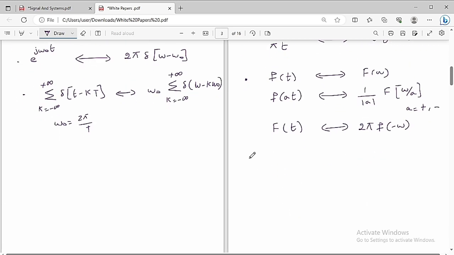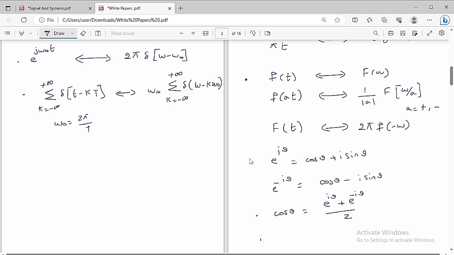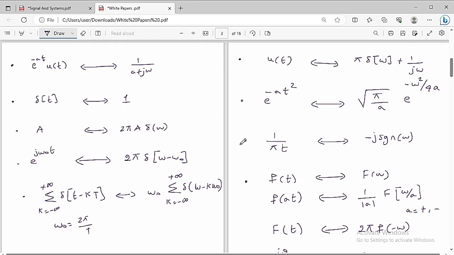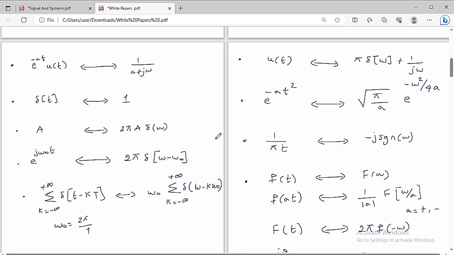And one more important formula which you have to remember: e to the power of i theta is equal to cos theta plus i sin theta, and e to the power of minus i theta is equal to cos theta minus i sin theta. So what is cos theta? Cos theta is equal to e to the power of i theta plus e to the power of minus i theta, divided by 2. And sin theta is equal to e to the power of i theta minus e to the power of minus i theta, divided by 2j. These things you always have to keep in mind. If you remember all these formulas, then you can solve a majority of the questions in the Fourier transform. So this is what I am trying to tell you.